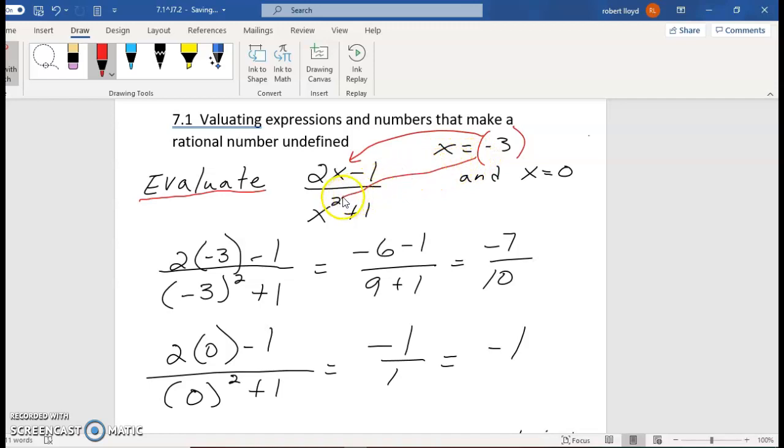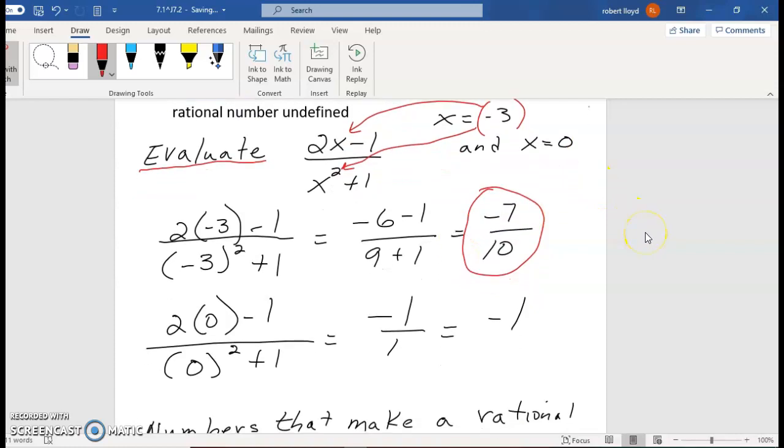The -3 will be going in wherever there's an x, and make sure when you substitute that you put the substituted value in parentheses. So when we do that, the numerator becomes 2 times the -3, or -6, and another -1, make -7. The -3, if you put it in parentheses, will help you see that -3 times -3 is +9, plus the 1 will give you a final answer of -7/10.